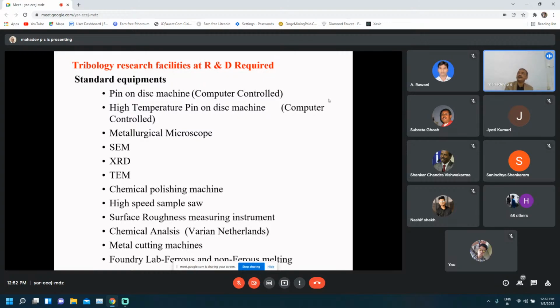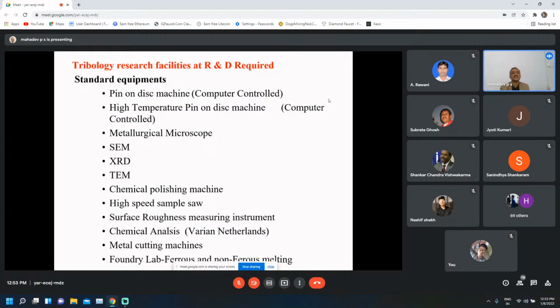Usually in India, Ducom Instruments Private Limited, Bangalore, is a company which supplies these manufactured tribometers to industries as well as research centers, organizations and educational institutions. So they will supply the computer controlled pin on disk machine. This normal pin on disk machine can be used to test the materials at room temperature. If you want to test the materials at different temperatures, you can go for a high temperature pin on disk machine with computer controlled facilities.